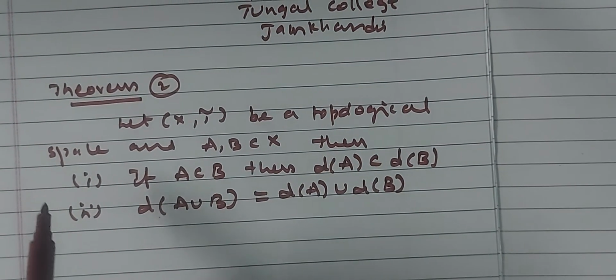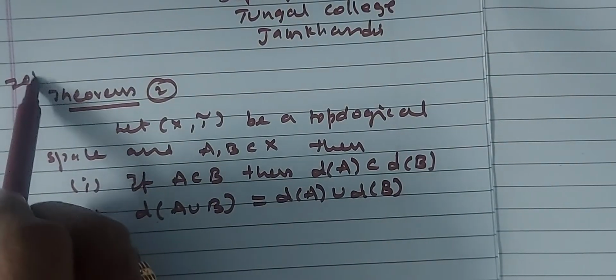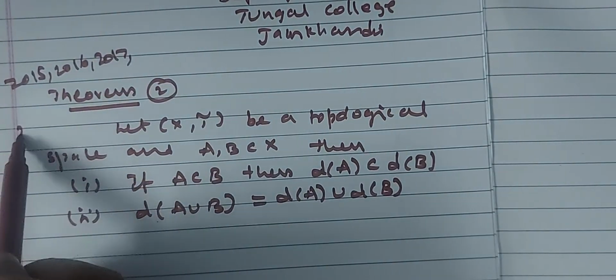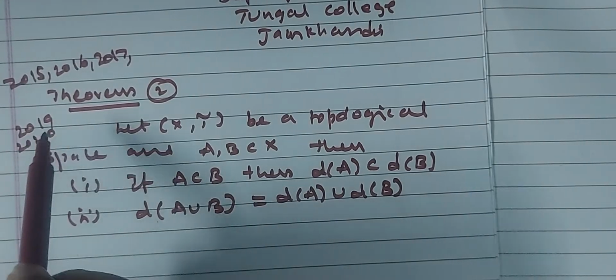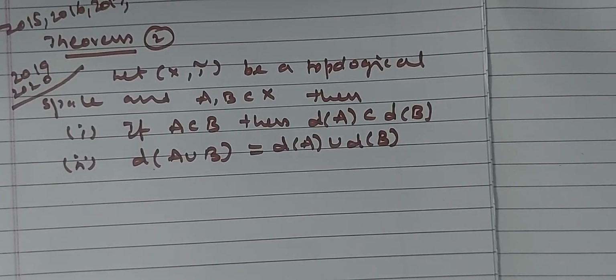This is the theorem asked in the years successively 2015, 2016, 2017, next 2019, 2020. So successively they were asked in examination. Next, let us take the proof for this.